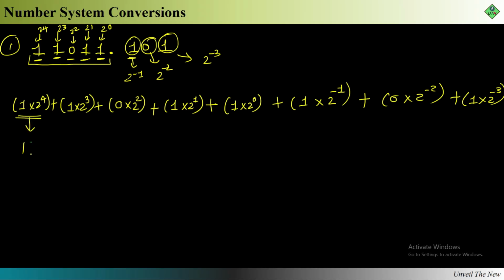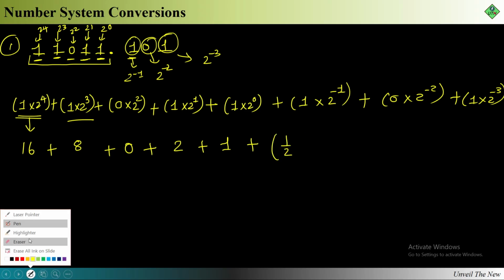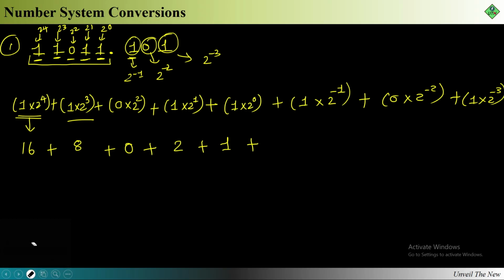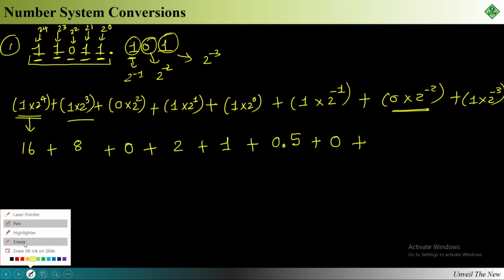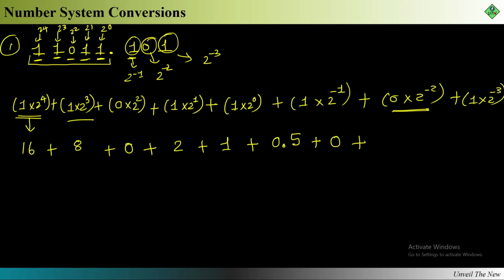2 raised to 4 is 16, 2 raised to 3 is 8, 2 raised to 2 into 0 is 0, 2 raised to 1 is 2, and 2 raised to 0 is 1. 2 raised to minus 1 means 1 by 2, and 1 by 2 we all know is 0.5. So for 2 raised to minus 1 we will write 0.5. 0 into 2 raised to minus 2 will be 0, and finally 2 raised to minus 3 is 1 by 2 raised to 3, which is 1 by 8, and 1 by 8 means 0.125.